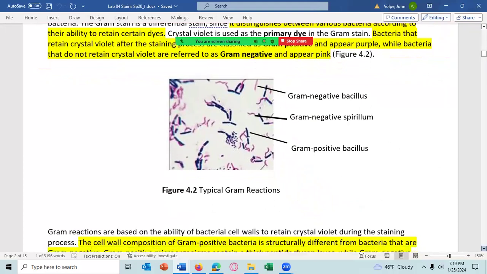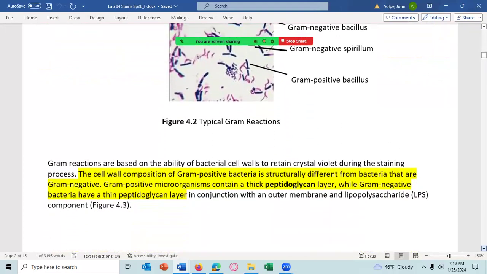All right, the gram stain differentiates between the bacteria based upon their cell wall. The gram-positive bacteria are structurally different from the gram-negative. The gram-positive bacteria have a very thick peptidoglycan layer, while the gram-negative cells have a peptidoglycan layer, but it's much thinner.